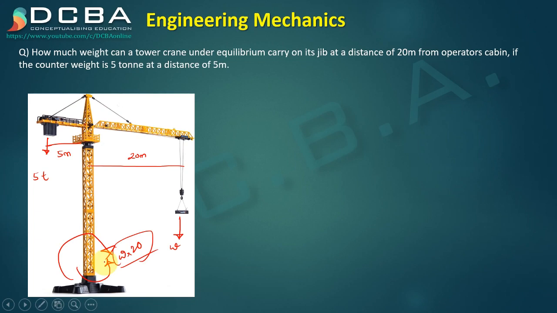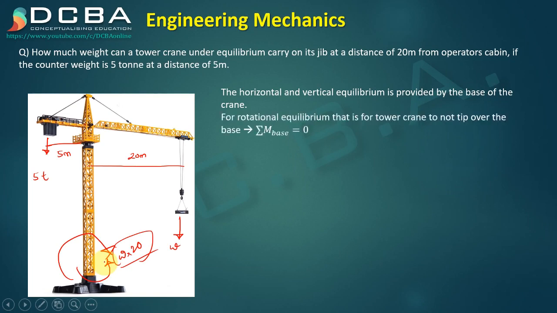So the only condition of equilibrium that we need to satisfy here is summation M at base to be equal to 0, because summation Fx and summation Fy will be equal to 0, since the foundation of the tower crane is firmly attached and it does not allow movement in x and y direction. The only thing that could cause the instability is generally the rotational moment. So summation of moment at base is equal to 0.